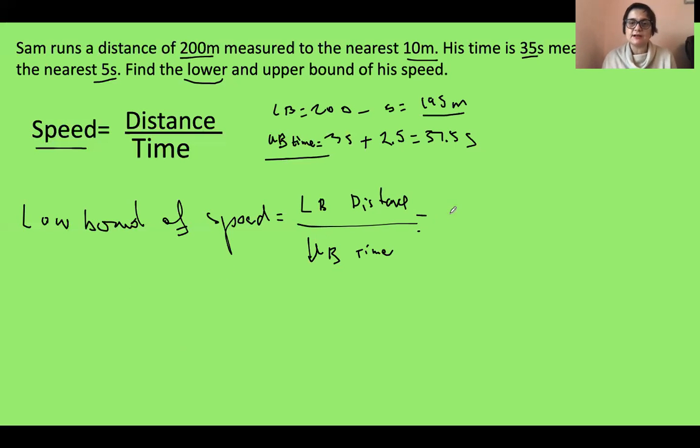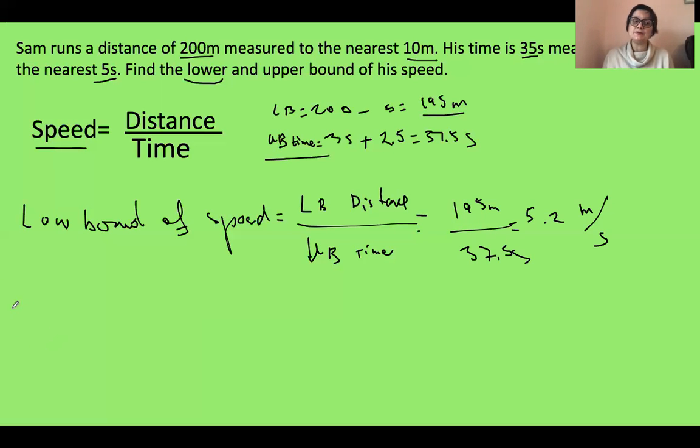And now what we need to do is just divide them together. So it's going to be equals 195, substitute here, divided by 37.5. So 195 divided by 37.5, the answer is going to be 5.2. Now the measuring unit, we divide meters by seconds, so the measuring unit is going to be meters per second. All right, this is the lower bound of the speed.